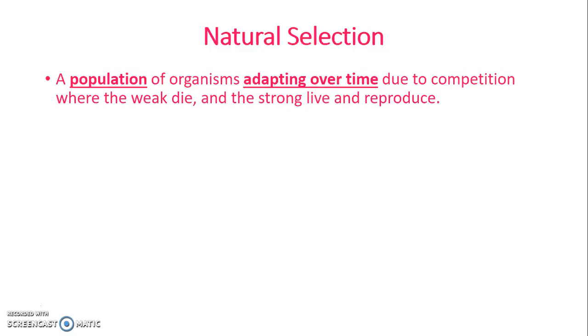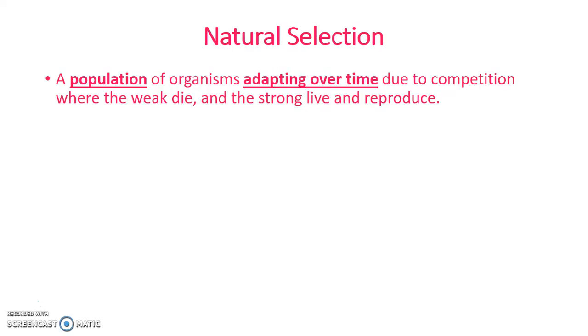So let's take a look at natural selection. By natural selection, we're saying that there is a population of organisms that are adapting over time due to competition where the weak die and the strong live and reproduce. What this is saying is that they are being selected naturally and for specific traits. So the ones that have strong traits, maybe they're plants that are tall enough to get more sun and they shade over all of the small, short plants. So they're the strong ones.